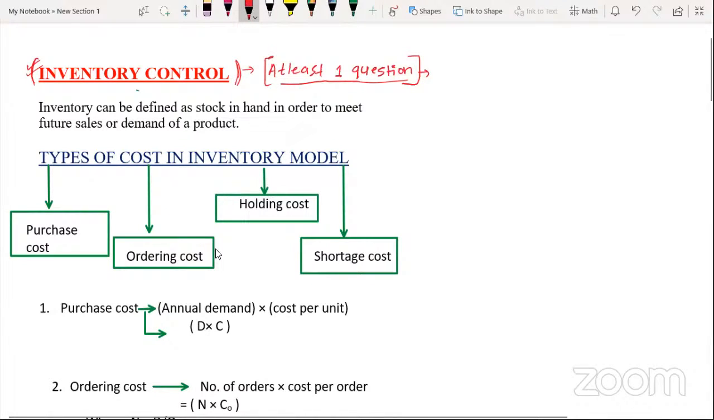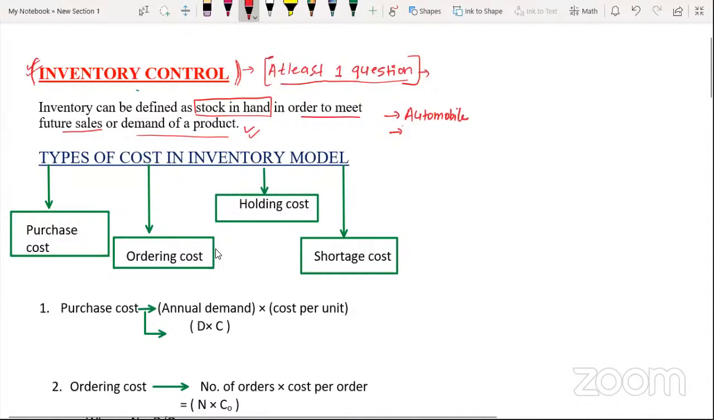Now the question is, what is inventory? I have already written the definition. It says that inventory can be defined as stock in hand in order to meet the future sales or demand of a product. So it is something that we keep in stock, so that the future sale of the product can be made. It can be automobile or any other units. So to meet the future sales, we keep the inventory in hand.